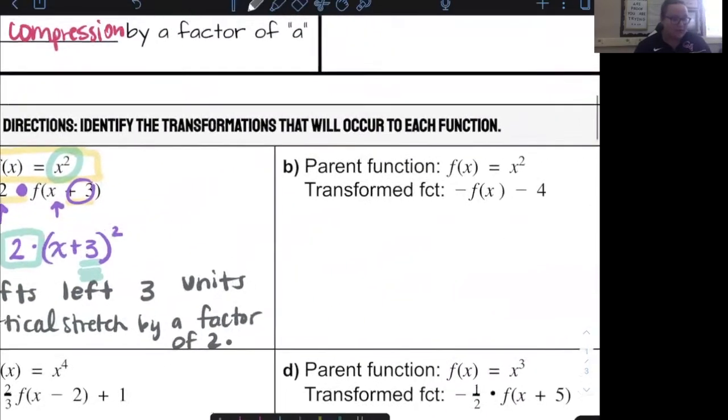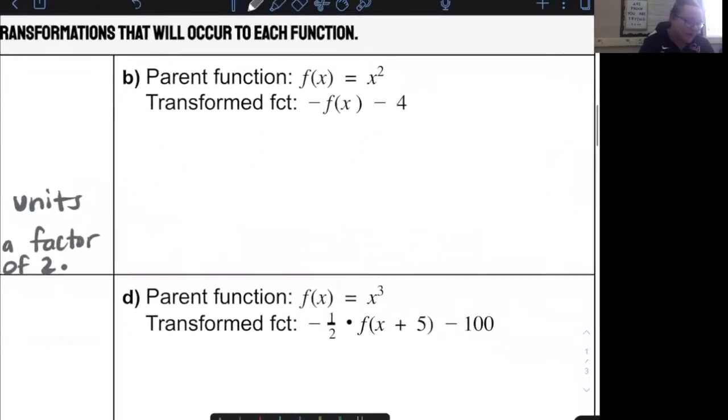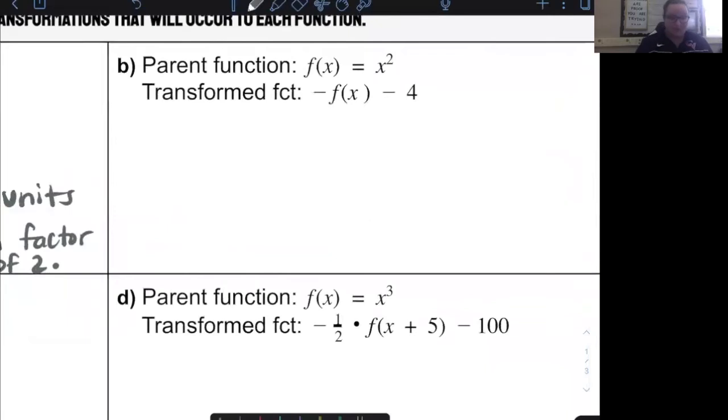All right, why don't you try this next one on your own? So your parent function is f of x equals x squared. The transformed function is going to look like negative f of x minus 4. So notice the minus 4 is outside the parentheses. You're subtracting 4 from the entire function, not just x. And you're multiplying f of x by a negative.